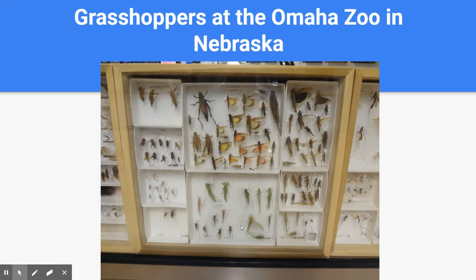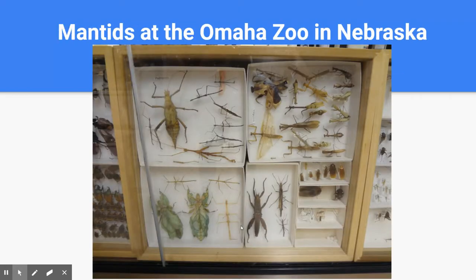All right, here's a few grasshoppers at the Omaha Zoo in Nebraska. So once again, just some things that I was able to see throughout my life. If you ever get to go to that zoo, it is awesome. It's a great zoo. Nebraska's not too far away. Here's some mantises and other related insects. I know it's tough to see that from a picture, but I thought I'd show you some of the variety that's out there.